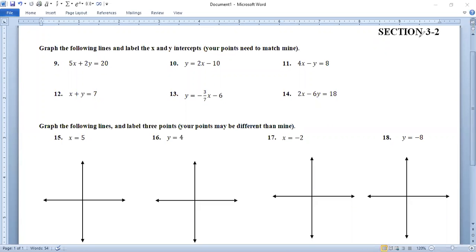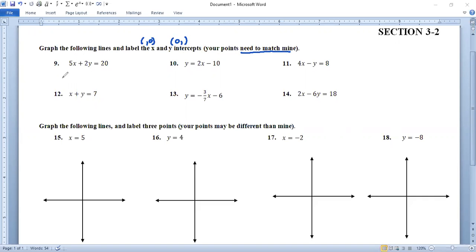Here we are in section 3-2 with the solutions to numbers 9 through 18. All right, it says graph the following lines and label the x and y intercepts. Your points need to match mine. And why is that? Because the x-intercept happens when y is 0, and there's only one of those possibly. And the y-intercept happens when x is 0. So we have to be on the same page with those. All right, let's try it.